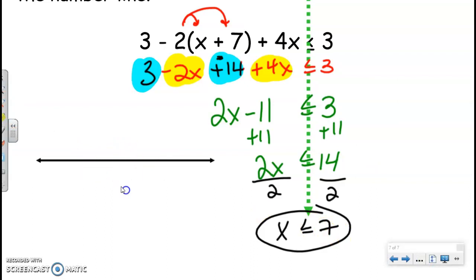We're going to put a 7 in the middle. We're going to have a closed dot, and we're going to shade to the left.